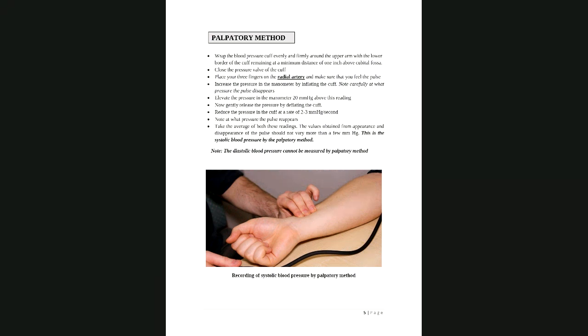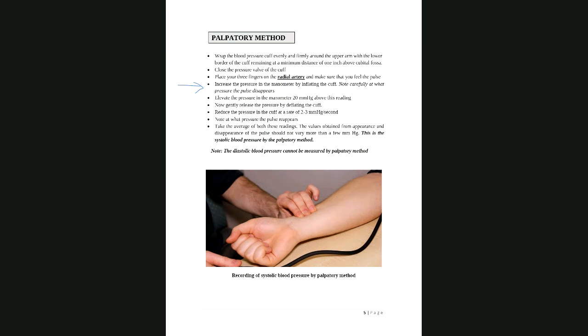That means that the rubber bag which is being inflated should be exactly placed on the medial aspect of the arm. On the medial aspect of the arm, we have the brachial artery. So that part should be kept in such a way that the inflation will be compressing the brachial artery. So when the brachial artery is compressed, what will happen to the pulse? The pulse will disappear.